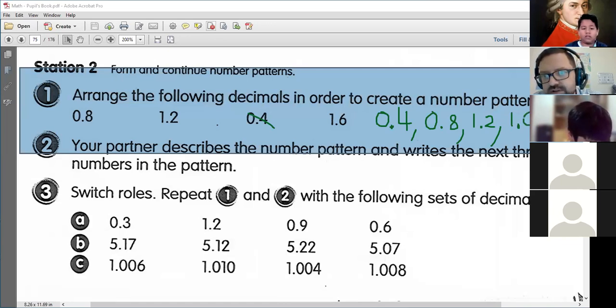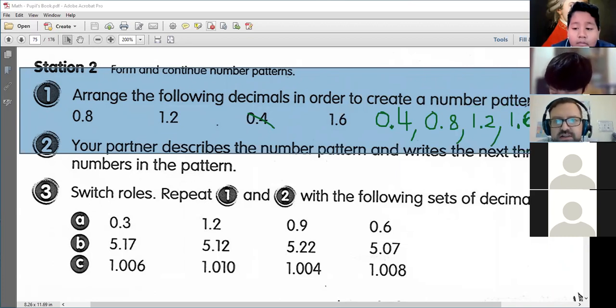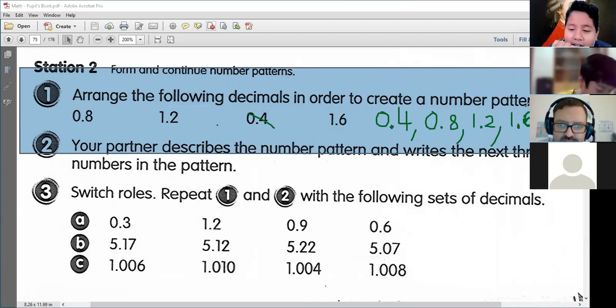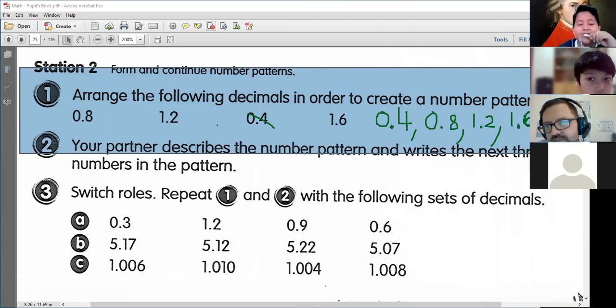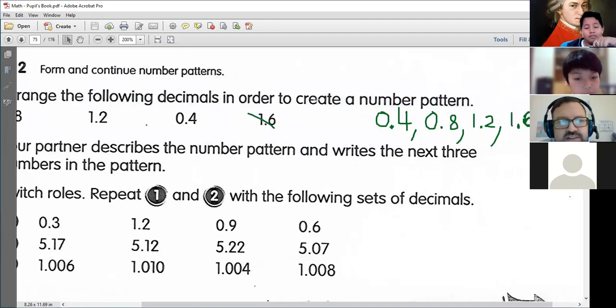All right, Vitu, do you notice a pattern forming? No. No, these numbers don't look familiar to you. 0.4, 0.8, 1.2, 1.6. If you pretend the decimal point is not even there, what multiplication table does this look like? I'm just asking you, what pattern do you see here?